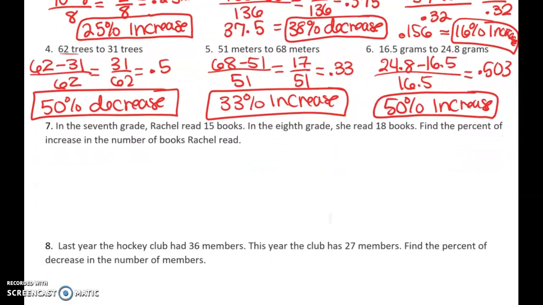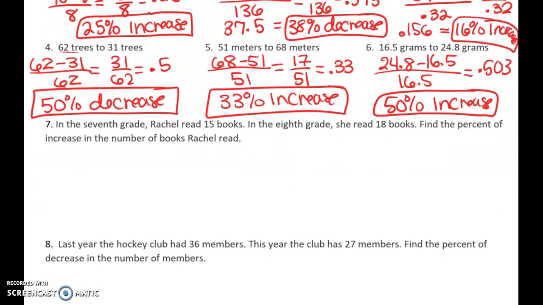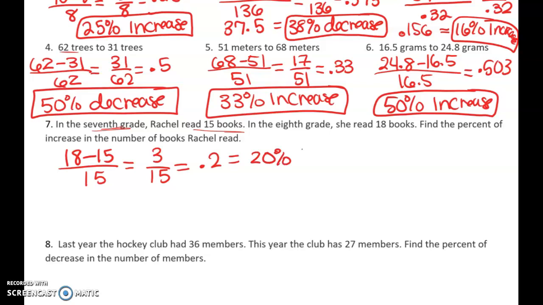Okay, so now I go down to the word problems here, but they're still asking me to find the percent of increase. So Rachel read 15 books in 7th grade. In 8th grade, she read 18. So again, larger number minus a smaller number. The original was 7th grade, 15 books. So I'm going to get 3 divided by 15, which is 0.2, which if I multiply that by 100 would be 20%, and it's an increase because she started at 15 and went to 18.